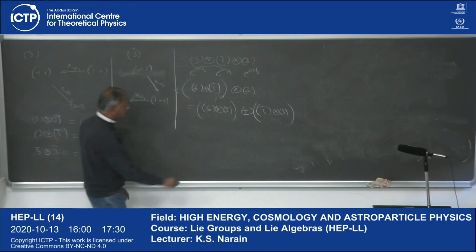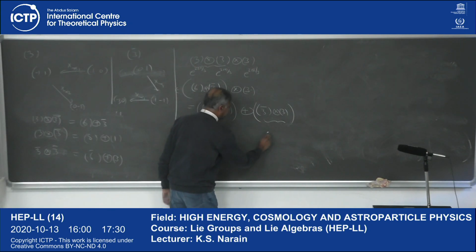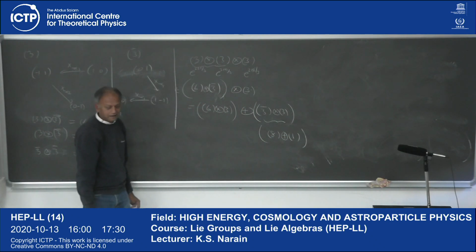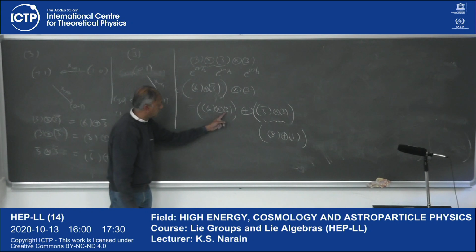Okay, this we already know. This we have worked out. This is 8 plus 1. So suddenly a singlet exists. Right? Now one can try to work out what this is.